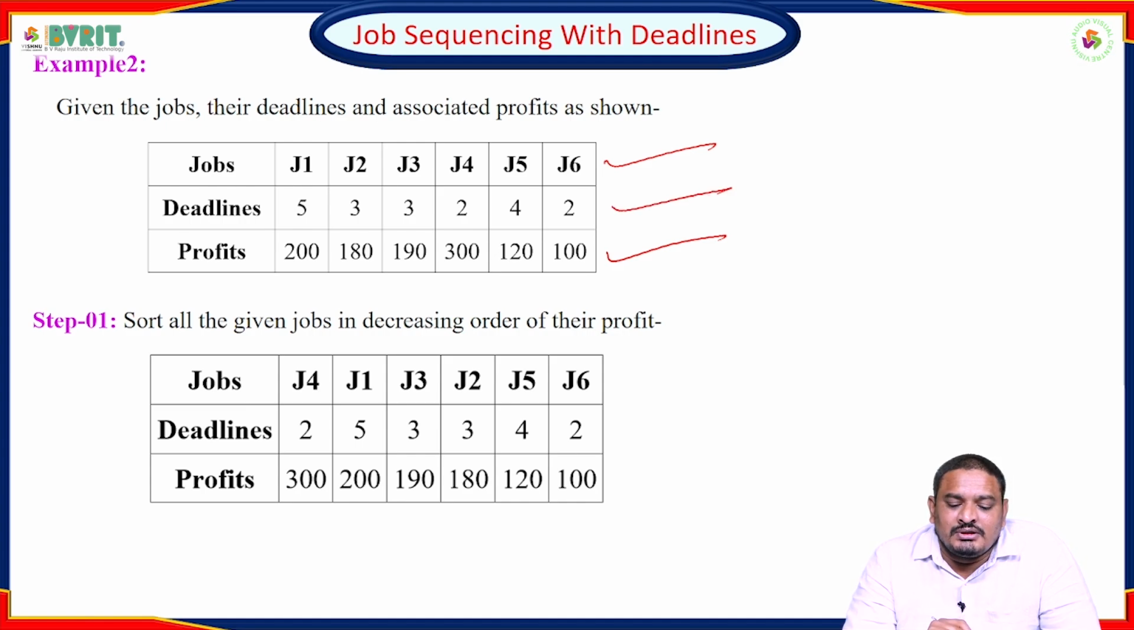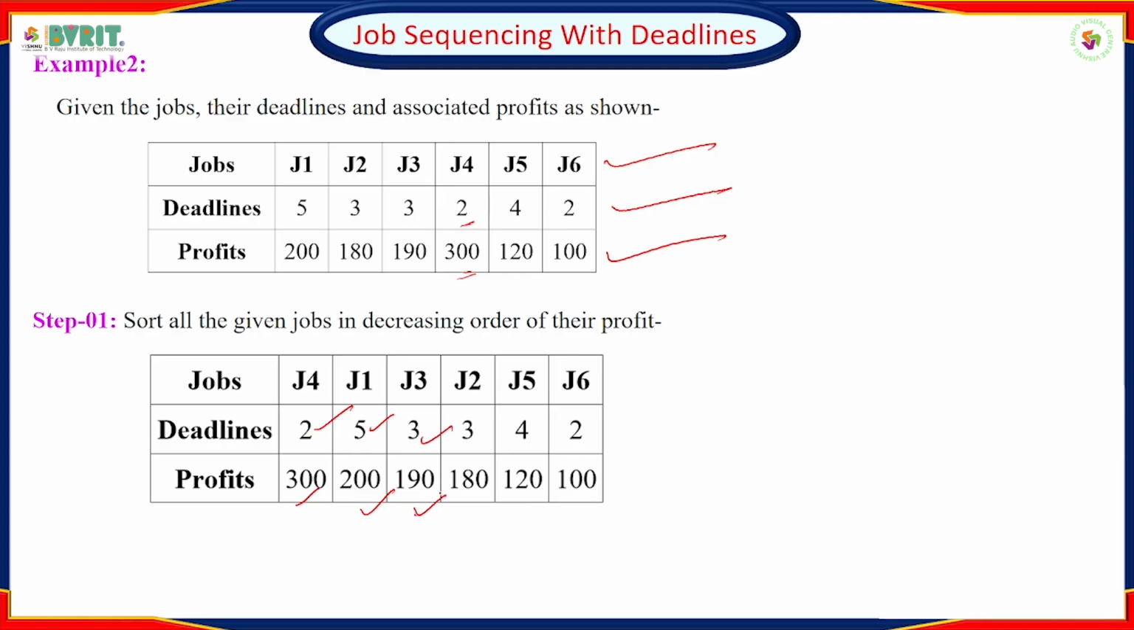The first step is the given array will be arranged in decreasing order. Now decreasing order. First one is job 2, that is 300. J1 having the deadline 5, 200. J3 having the deadline 3, profit 190. J2 again having the deadline 3, 180 profit. J4, J5, J6. The given elements are arranged into descending order based on the profit.